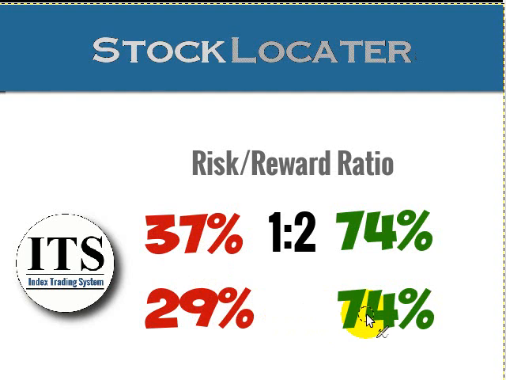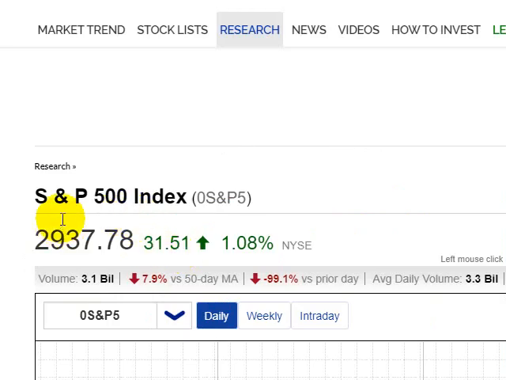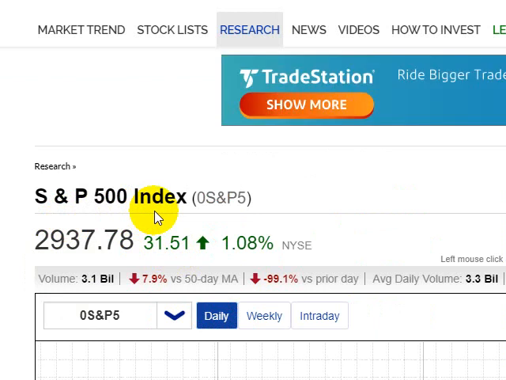Now, let's use this and compare the risk-reward ratio to one of America's most popular investments, the S&P 500 index. So there is an ETF that does the same as the S&P 500 index. It's called SPY.